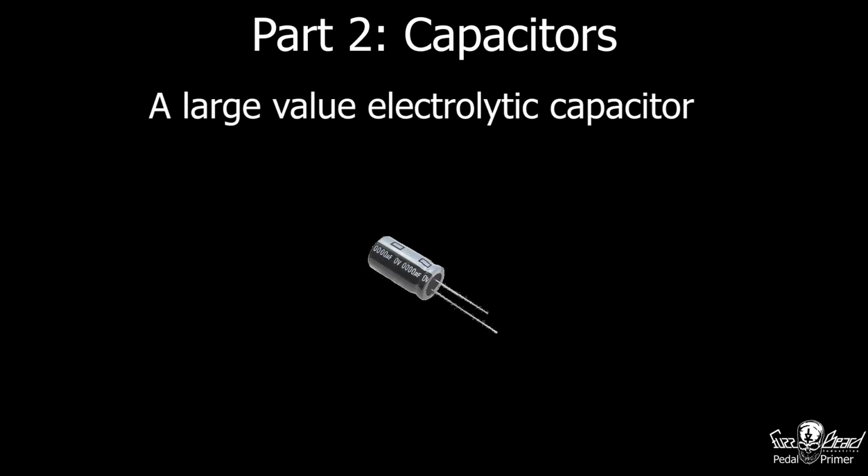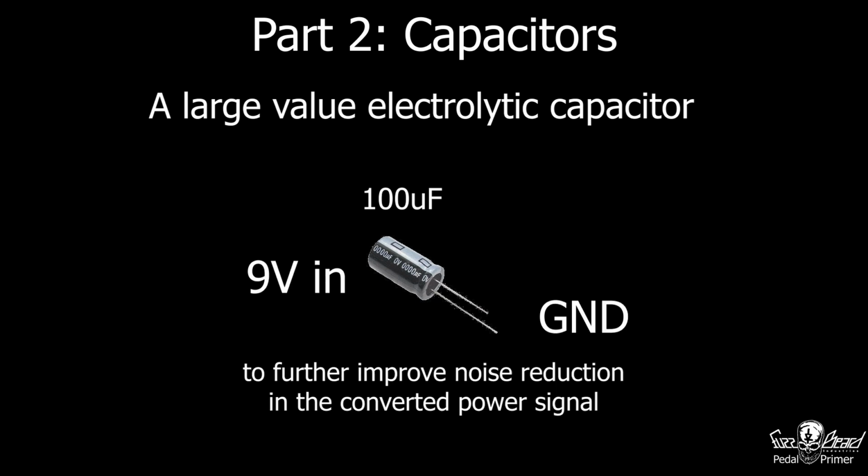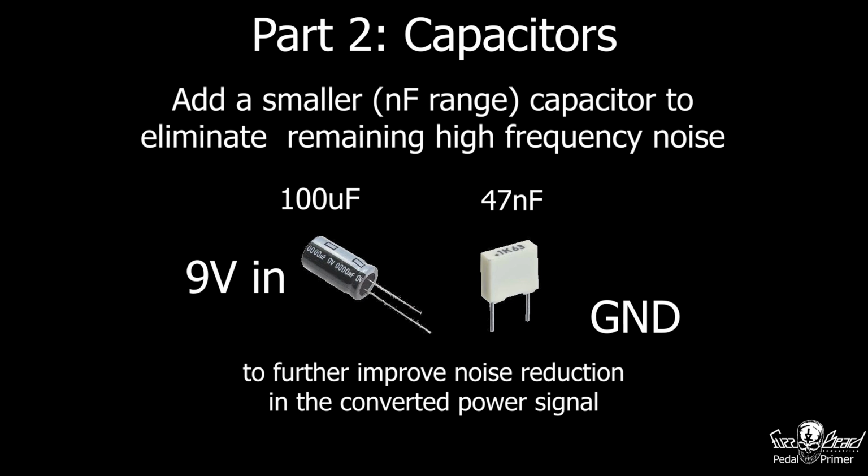A large value electrolytic capacitor, 100 microfarads or so, can be inserted between the power input and ground to further improve the noise reduction in the converted power signal. If there is still high frequency noise present, then a small value capacitor in the mid-nanofarad range placed between the power and ground rails will also help eliminate that.